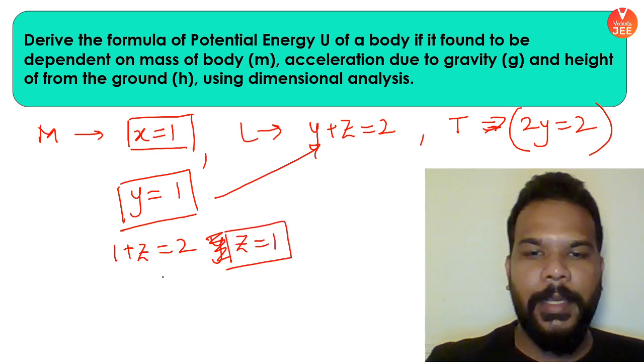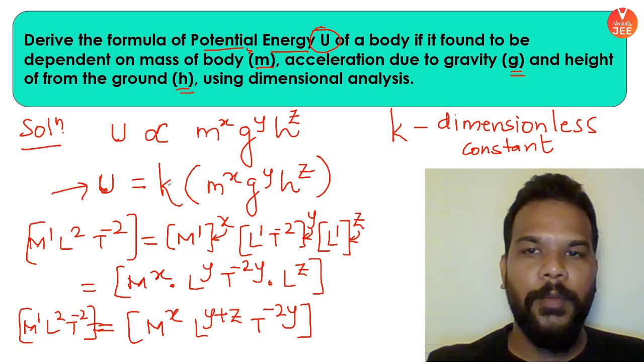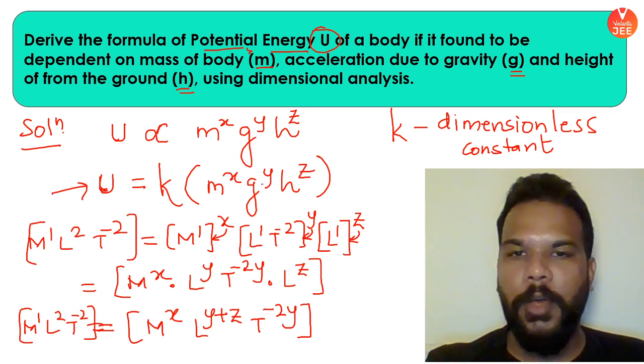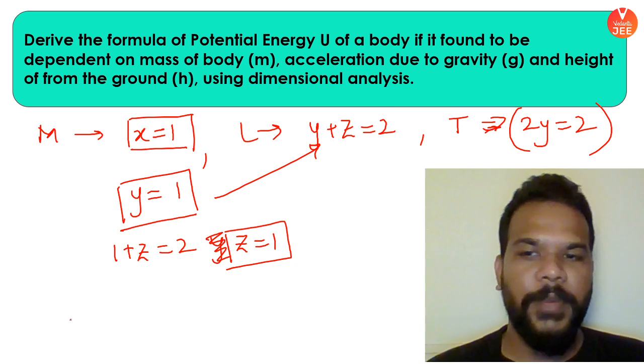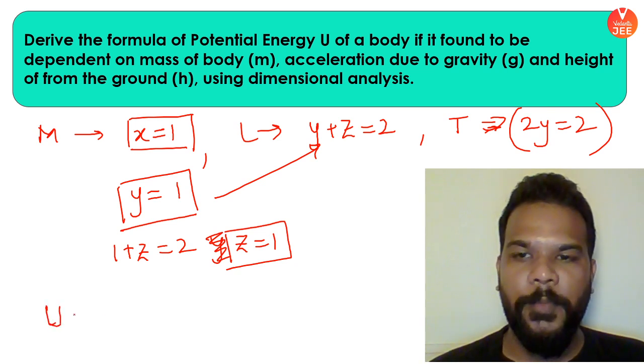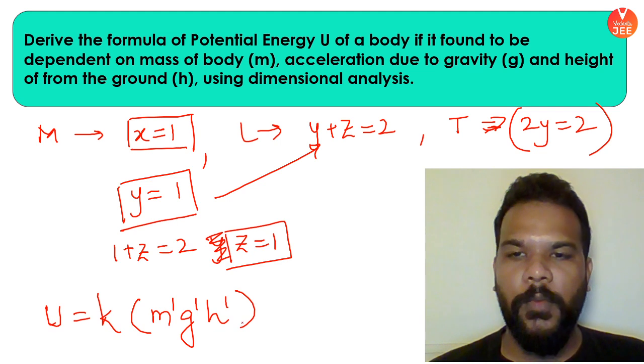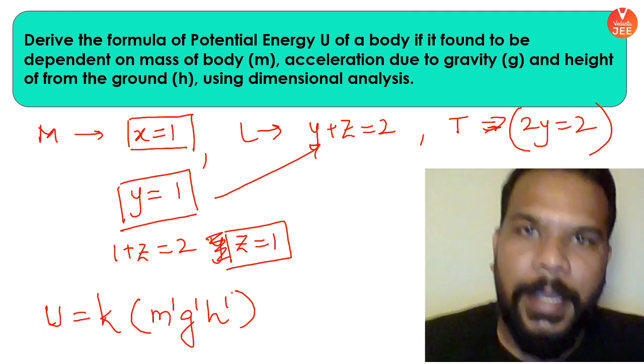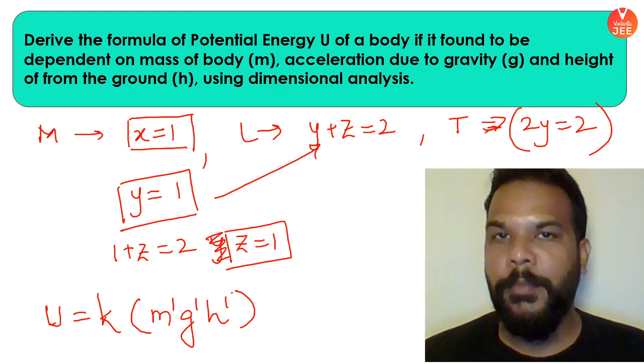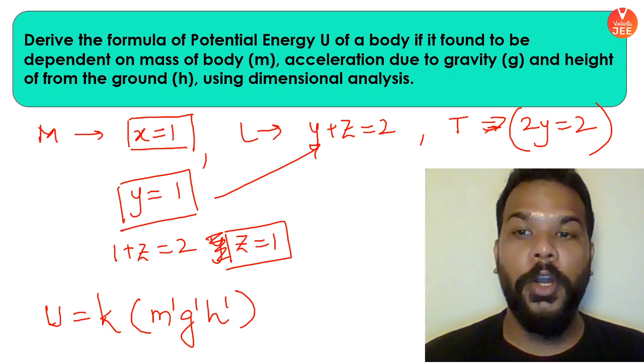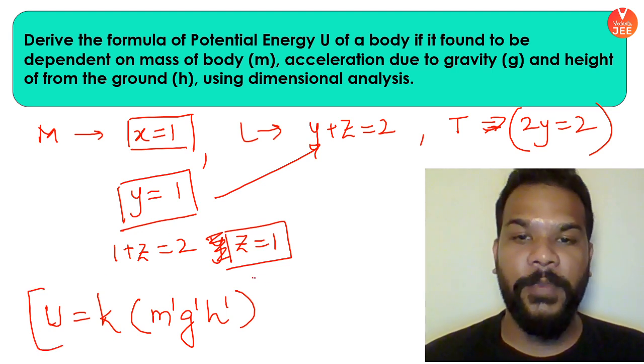Yes. So guys, coming back, the formula that we wanted was M to the power X, G to the power Y, H to the power Z. So if I do that, I get the formula of potential energy as K times M to the power 1, G to the power 1, H to the power 1, or you can simply say it is mgh multiplied with K.